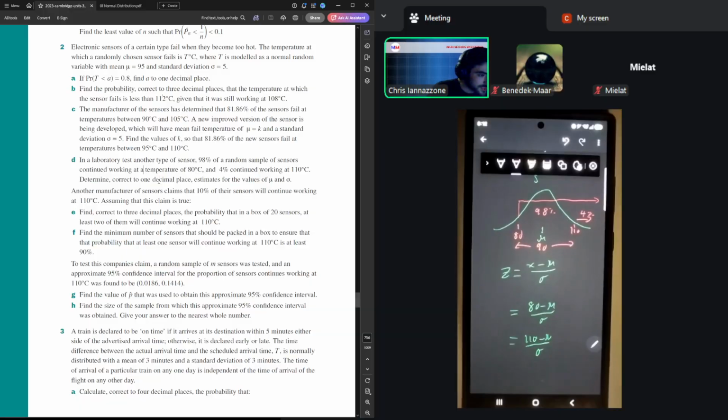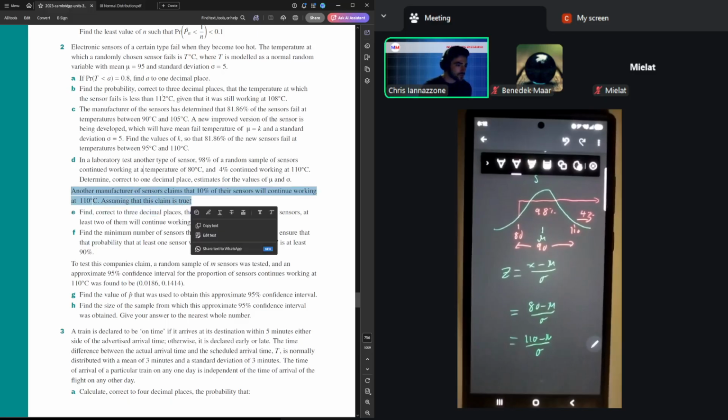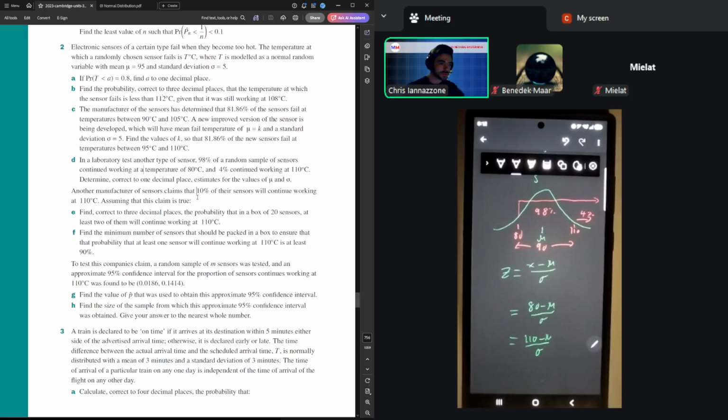Another manufacturer of sensors claims that 10% of their sensors will continue working at 110 degrees. Assuming the claim is true, find the probability that in a box of 20, at least 2 of them will continue working at 110. So, these indents, they don't always use them in SACs and exams, but they are kind of nice because when they are there, the likelihood that the probability type has changed to a different area of study is quite high. Haha, probability changing. And so definitely worth paying attention to the next bit of wording in the question.